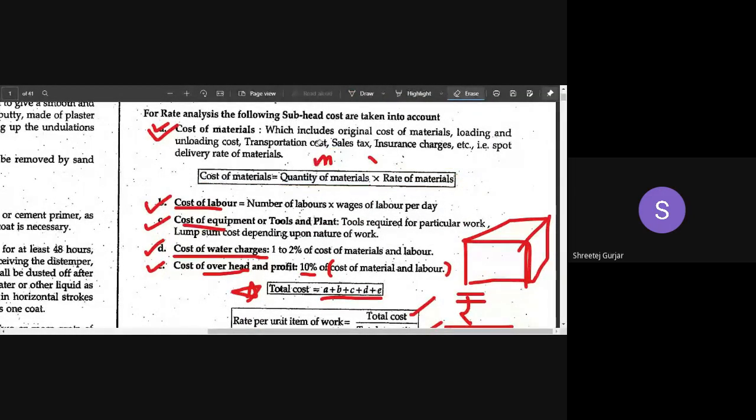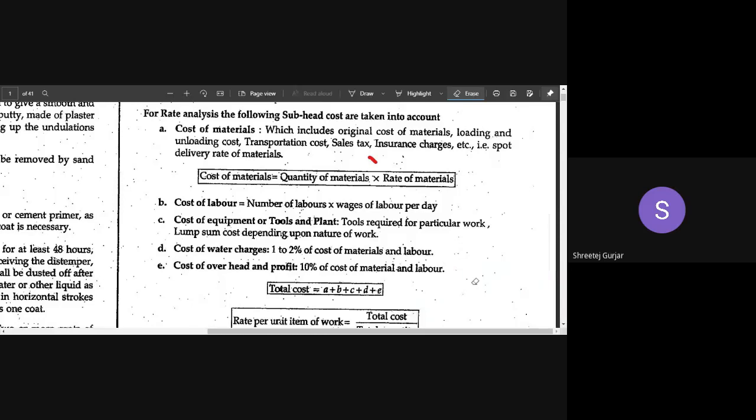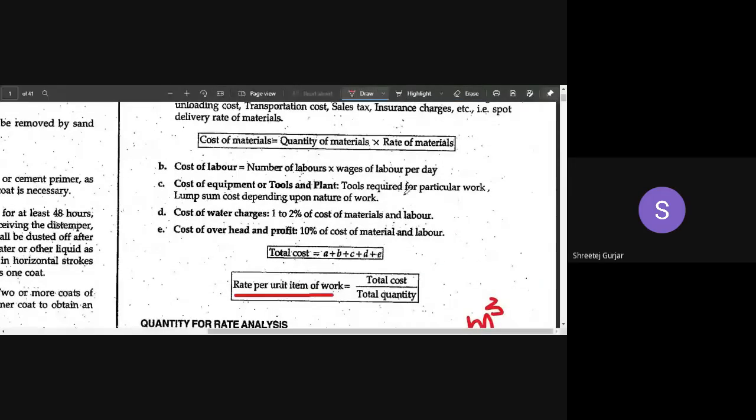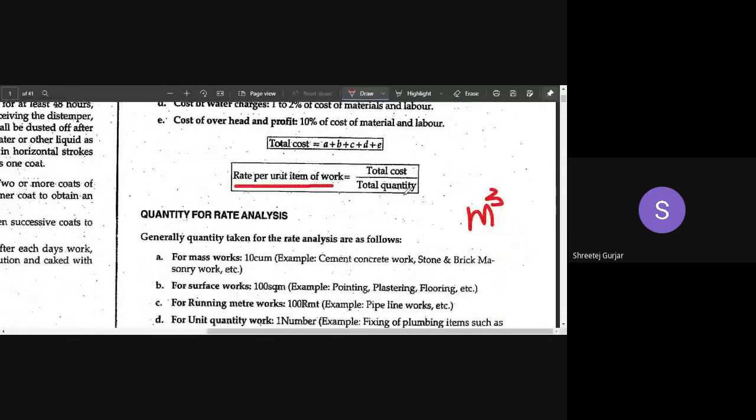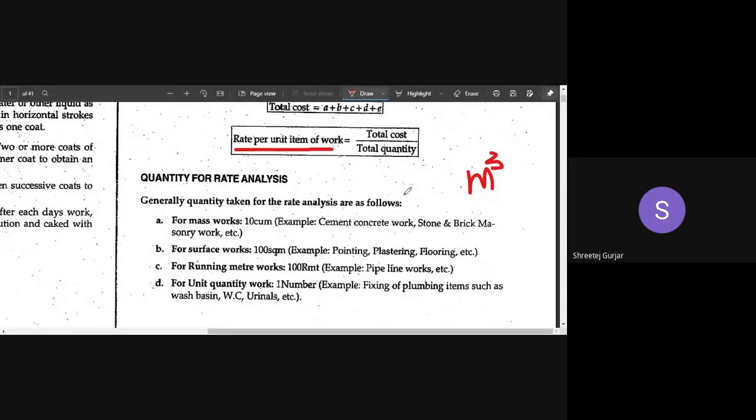So is this general thing clear regarding rate analysis? Yes or no? Is this clear? Rate analysis. This is just the basic thing, we will learn in detail. I hope it is clear. Is it clear, guys? Yes, sir. Okay.